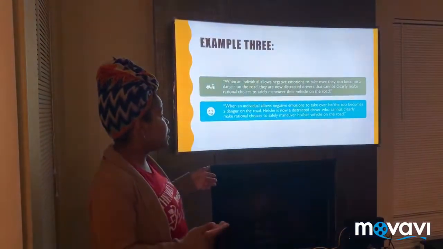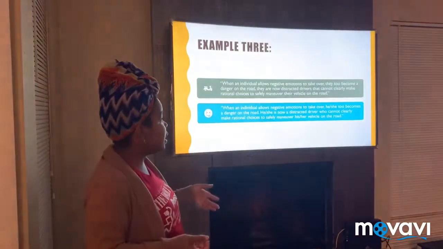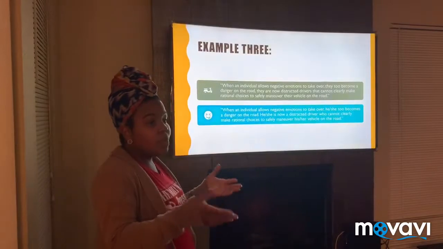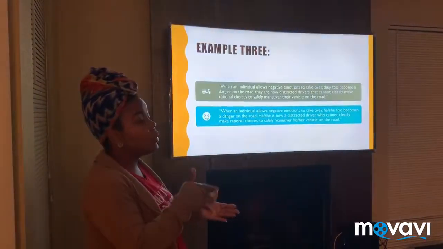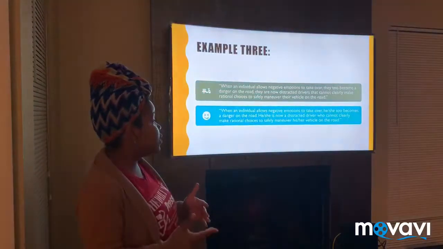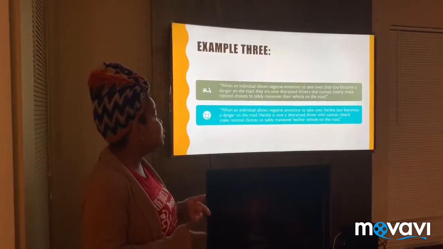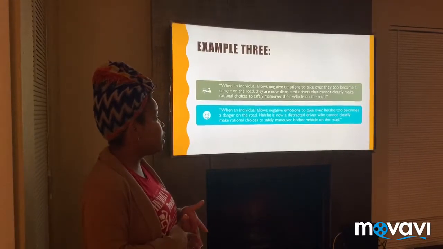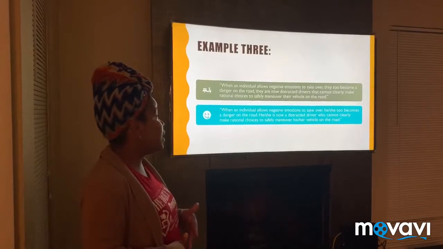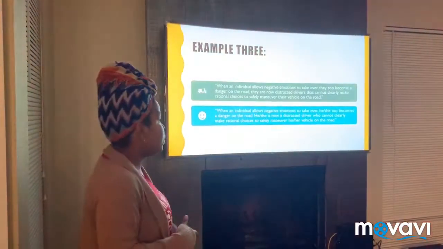So the correct way to do that is to add in things like he or she, and also, instead of just the run-on that makes it a really long statement, you also want to cut that off. So instead it would be: when an individual allows negative emotions to take over, he or she too becomes a danger on the road. He or she is now a distracted driver who cannot clearly make rational choices to safely maneuver his or her vehicle on the road.